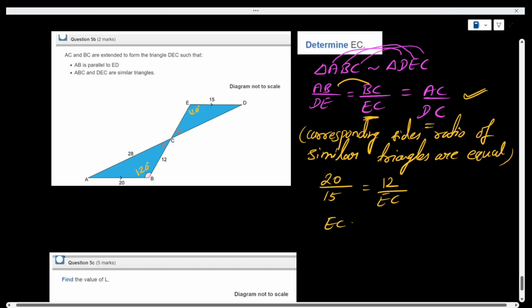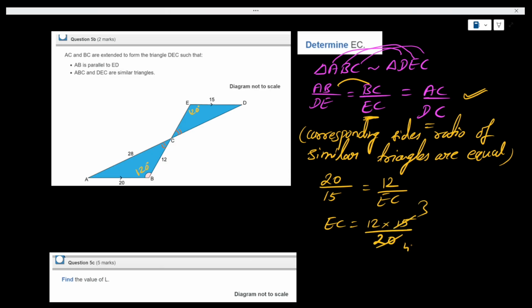So EC will be equal to 12 times 15 by 20. Fives are three, fours are four, four ones are 3, 1. So you'll be writing here 9 units only.